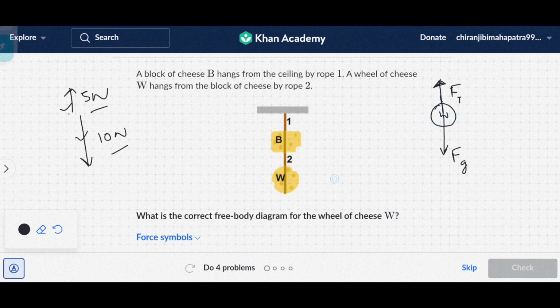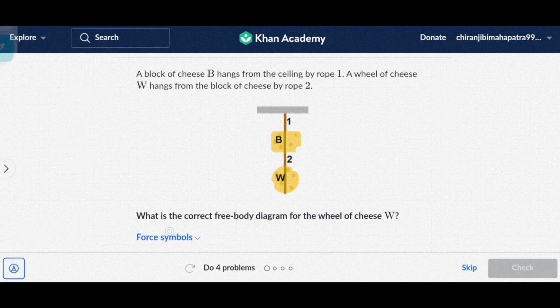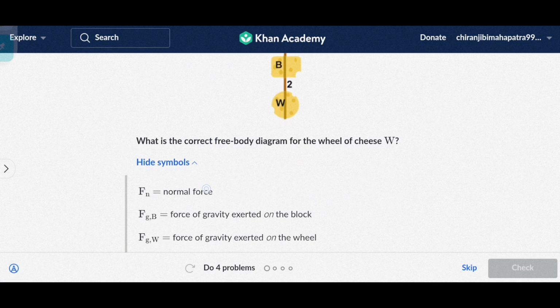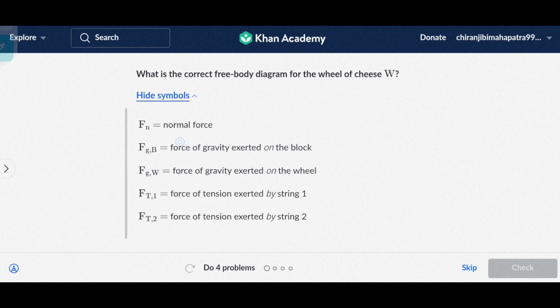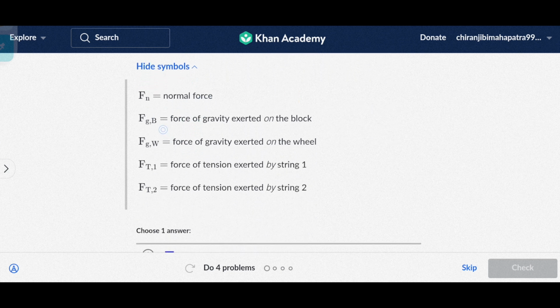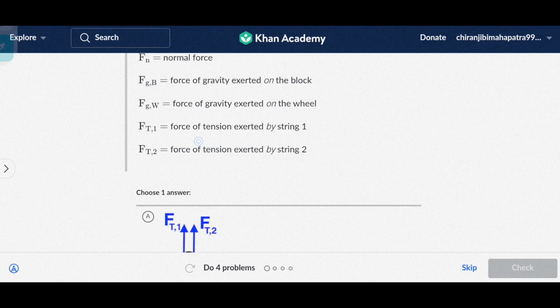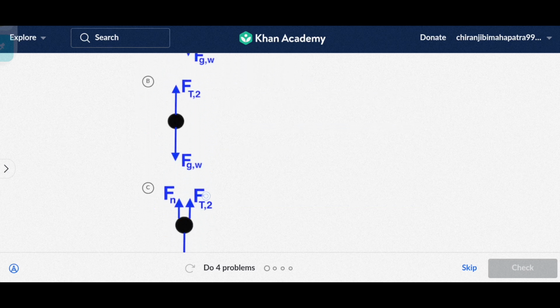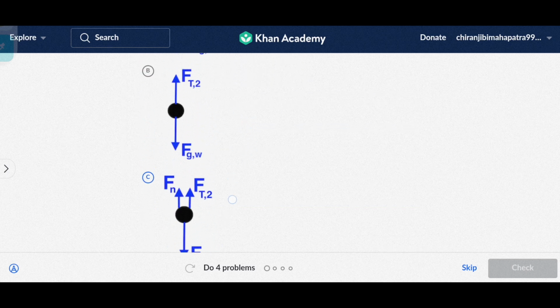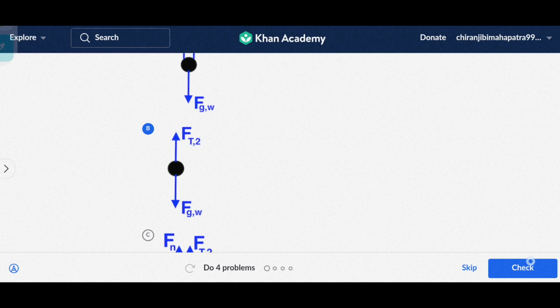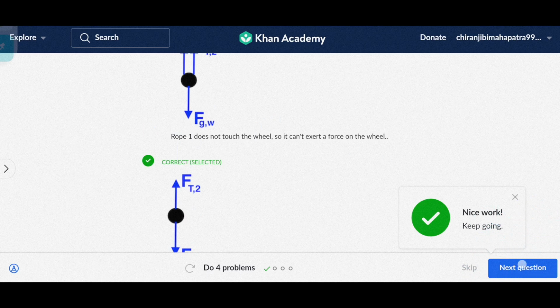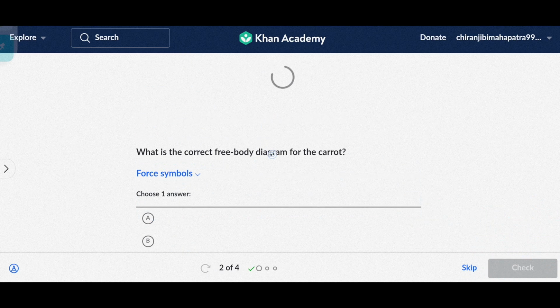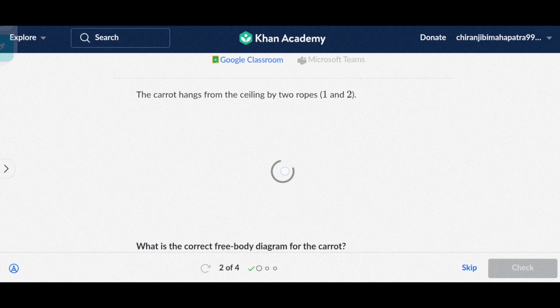So these are the symbols used here: normal force, force of gravity on block B. So we have FG on W. That's it, so there will be only two forces. Yeah, only these. That's it. Next problem.